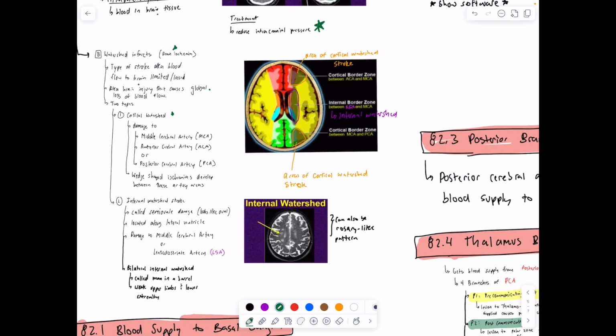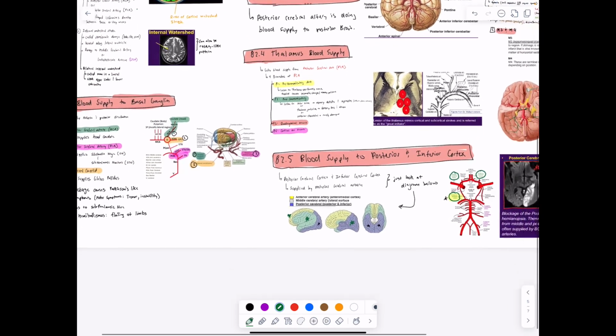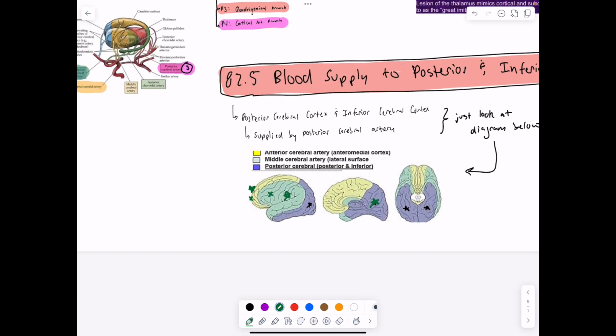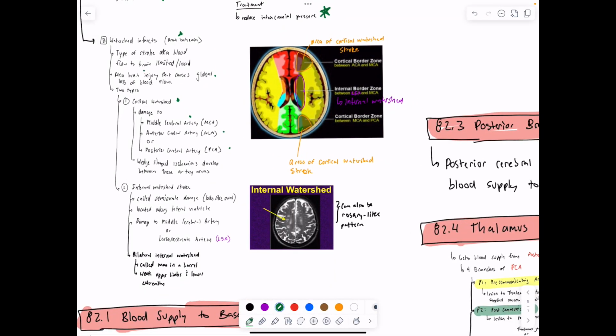So we have cortical watershed, which is damage to the middle cerebral artery, anterior cerebral artery, or posterior cerebral artery. And again, it's weird that this is the beginning of a lecture because I don't know why they would do that. But this is what middle supplies, this is what anterior supplies. If you have damage here, then there's supposed to be a little bit of overlap between supply and regions in between, right? So if you have damage to middle, anterior, or posterior, what you find with the watershed infarcts is you have this. So if you have a stroke that damages anterior cerebral artery, middle cerebral artery, then you're going to have these zones that are dying.